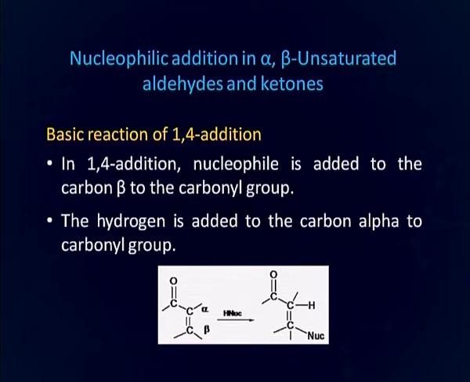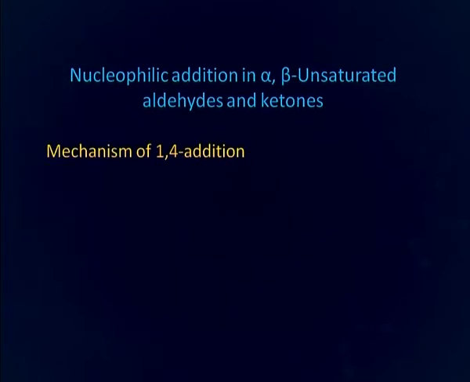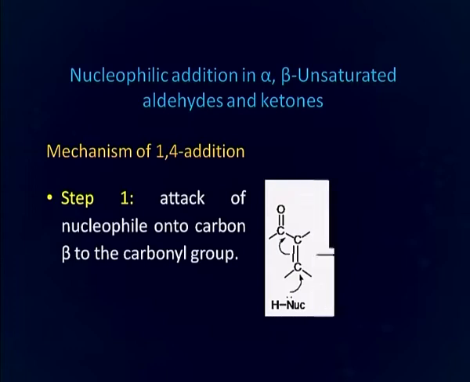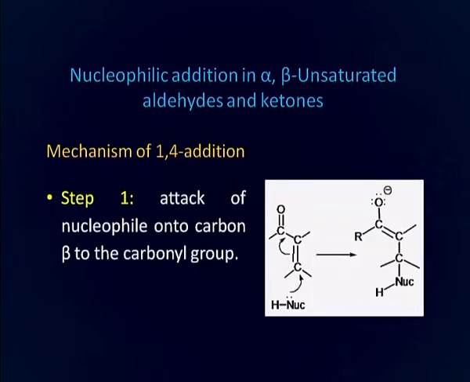Like in this case you can see that this is an alpha beta unsaturated aldehyde or ketone. The nucleophile attaches itself at the beta carbon here, whereas the hydrogen attaches itself at the alpha carbon with respect to the carbonyl group. We will now discuss the mechanism of 1,4 addition in alpha beta unsaturated aldehydes and ketones.